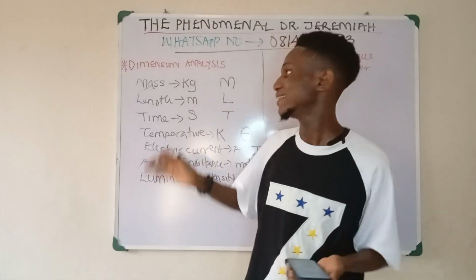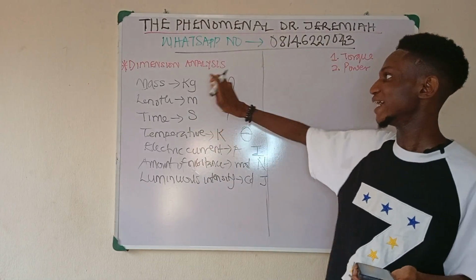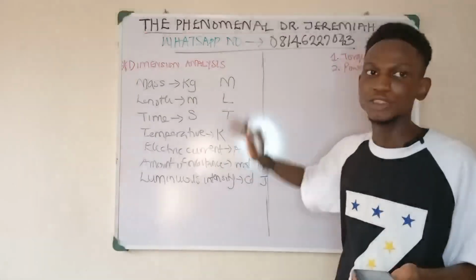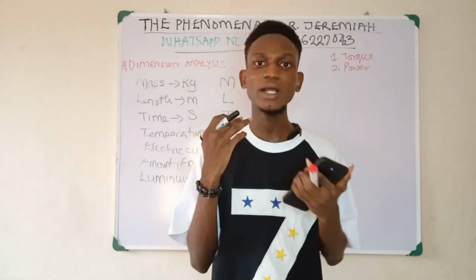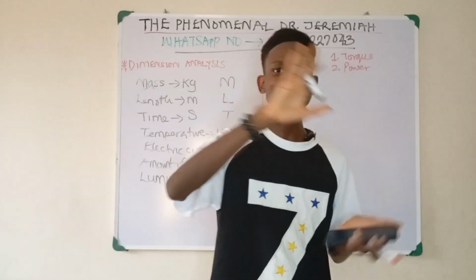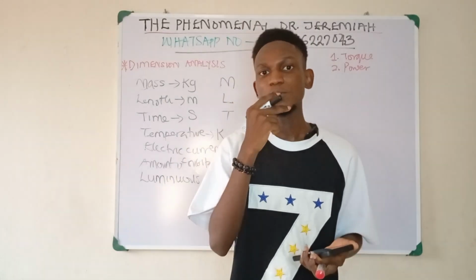Now we have looked at these 7 fundamental quantities and their dimensional representation. These are units, these are dimensional representation. Now that we have known the dimensional representation of the fundamental quantities, which we are going to use to express in dimensions of all the quantities in physics, now let's look at some questions.